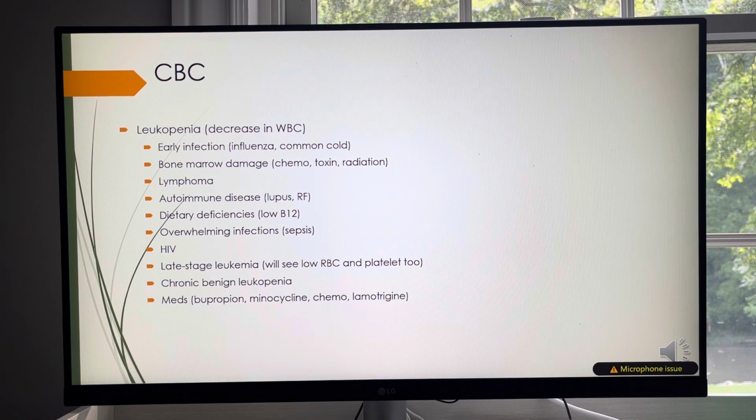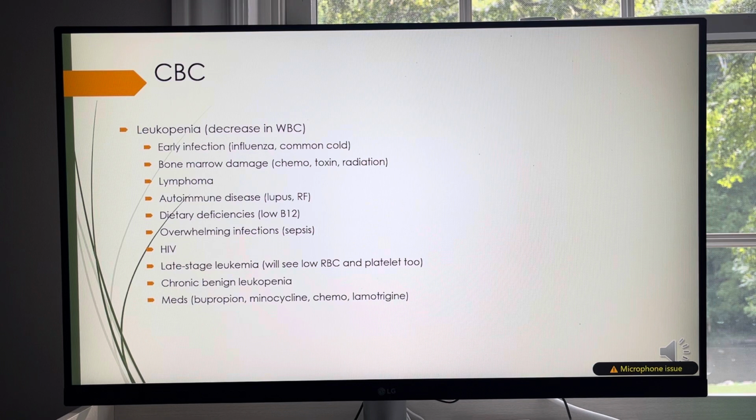There's several things that can cause a drop in white blood cell count. Basically, think infection, inflammation, and autoimmune disease. Now, let's start with infection and inflammation. Usually, when we think of those things, we think of a rise in white blood cells. And that's generally what happens, except in the early and very late stages.